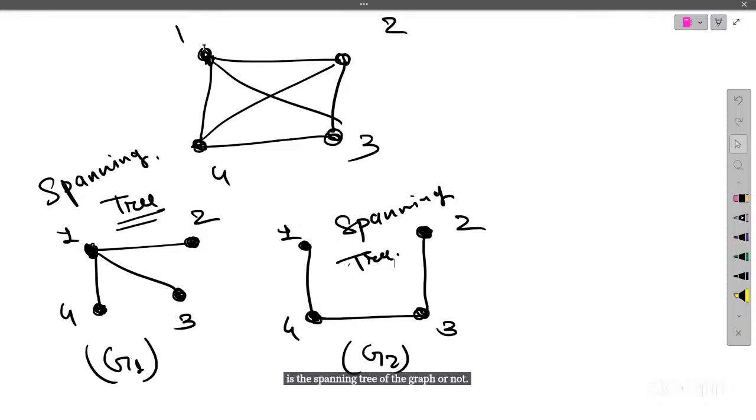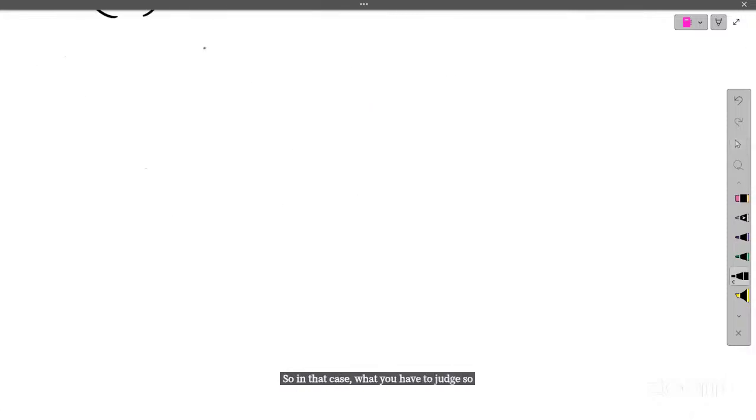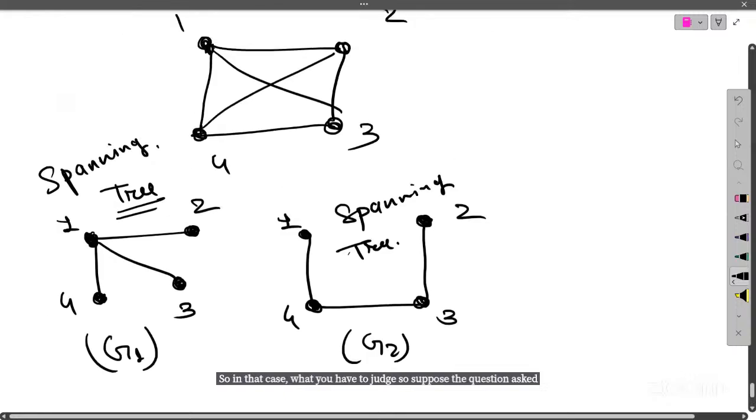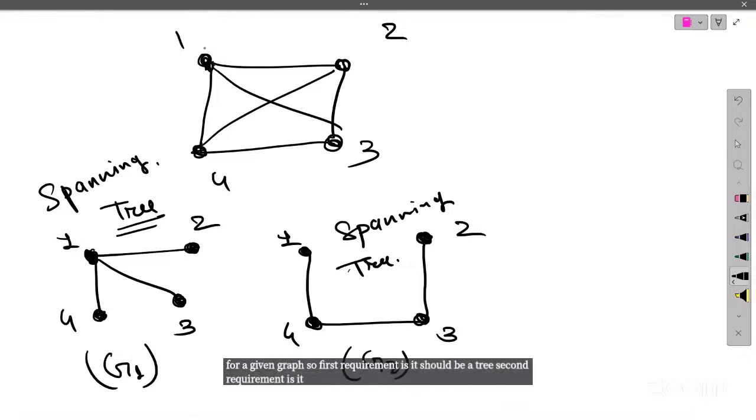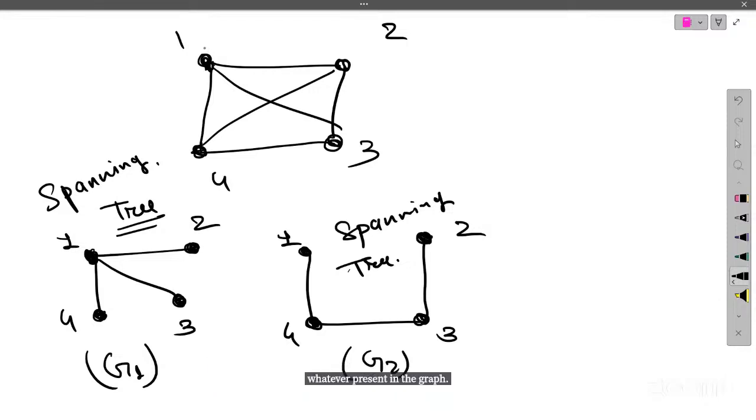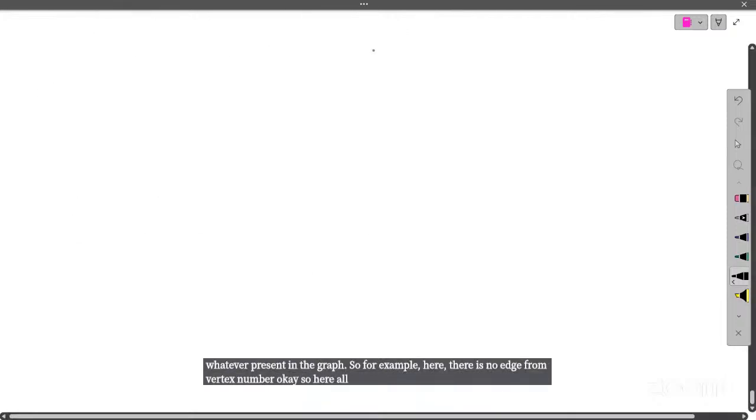So in that case, what do you have to judge? Suppose you want to judge a spanning tree for a given graph. The first requirement is it should be a tree. The second requirement is it should connect all the vertices, and the third thing is it should use the same edges whatever are present in the graph. So for example, here there is no edge from vertex number.